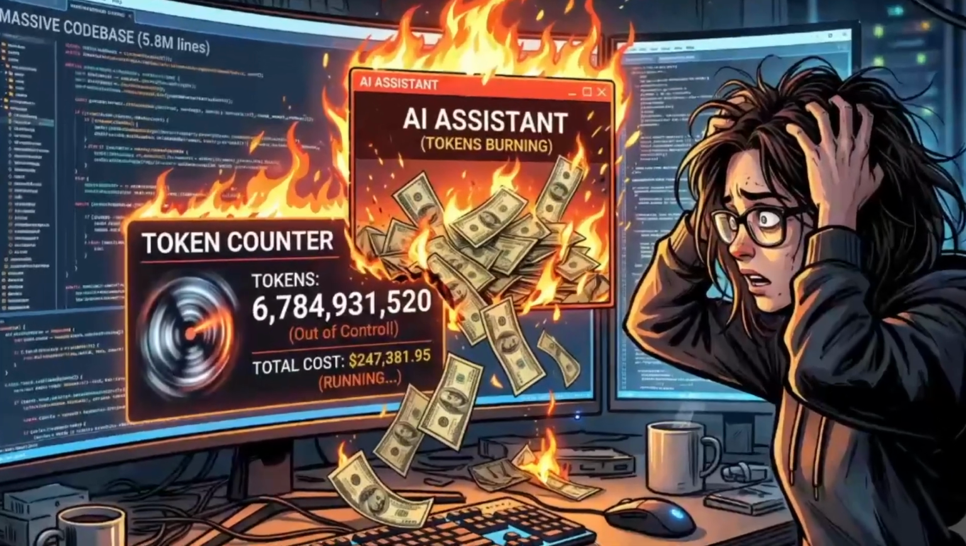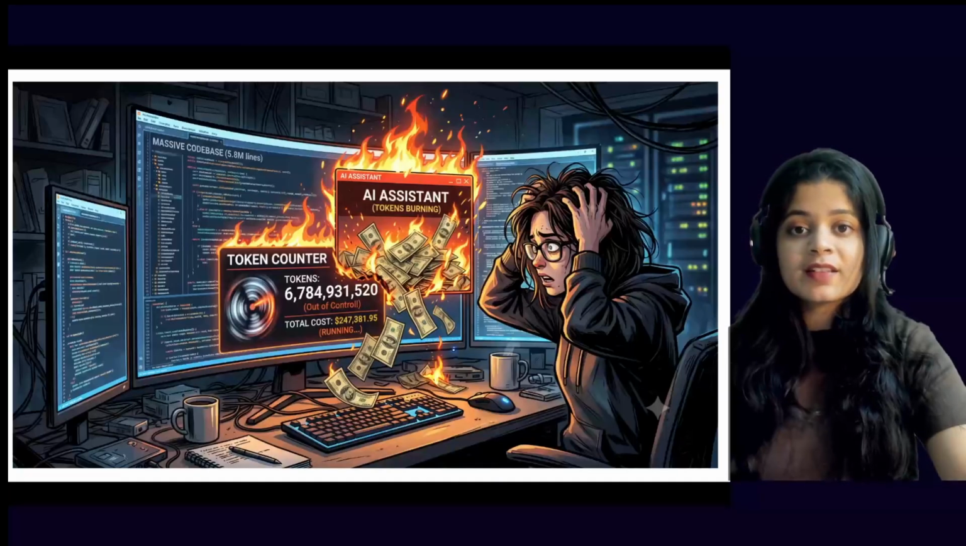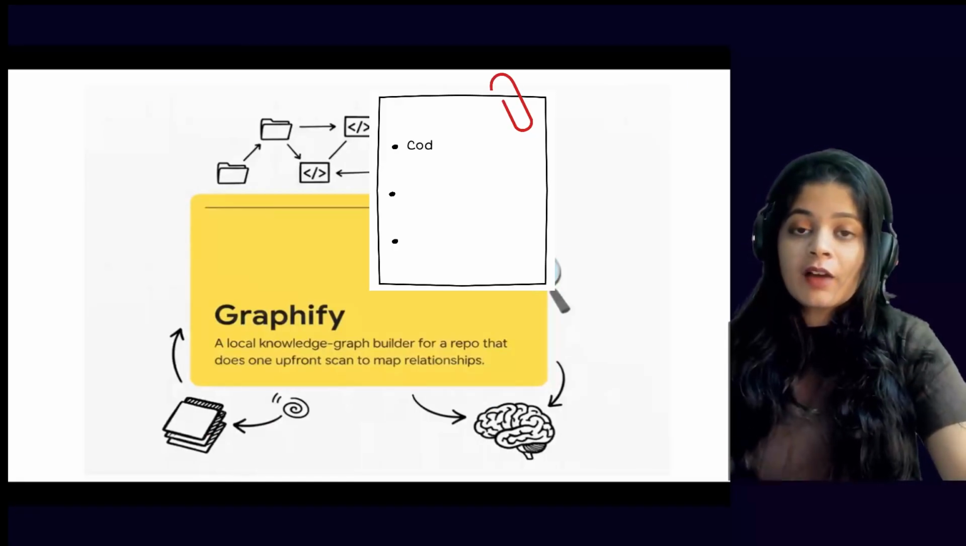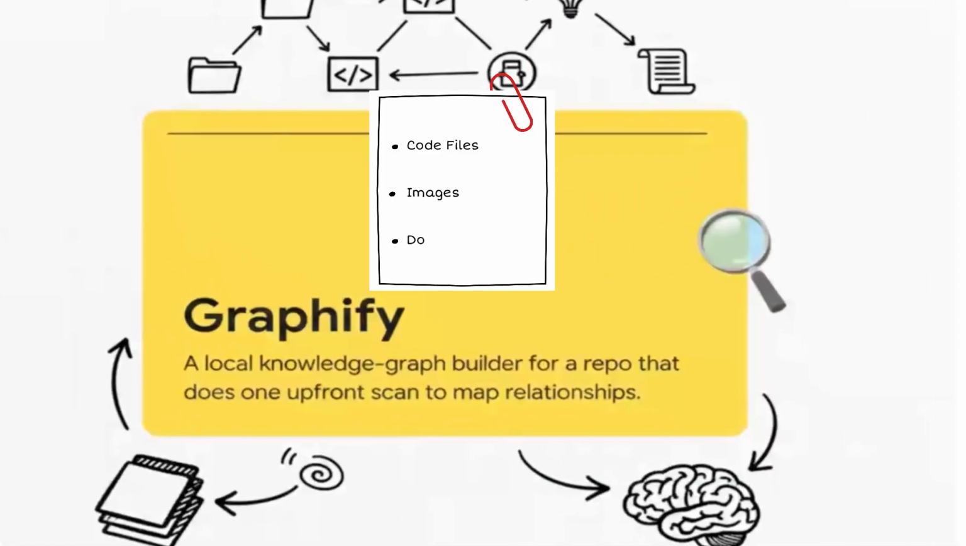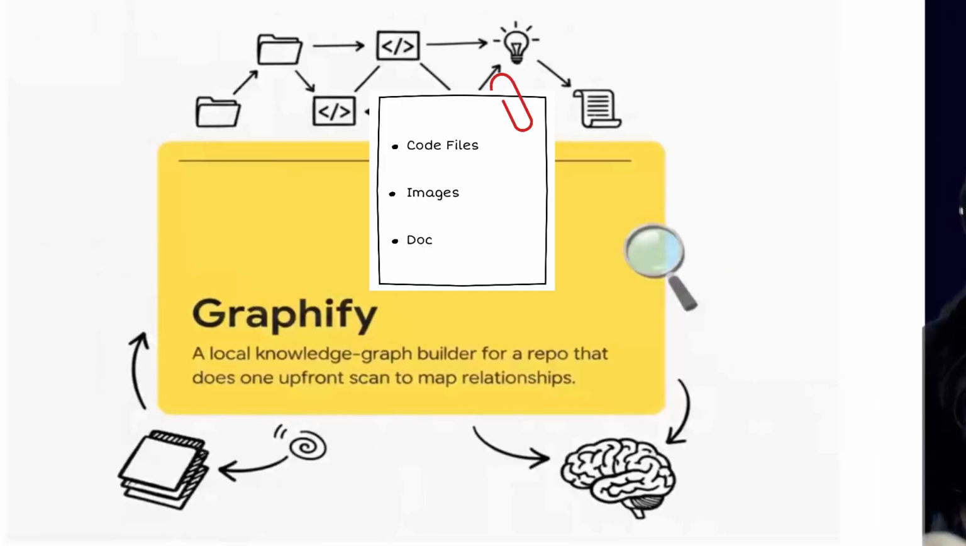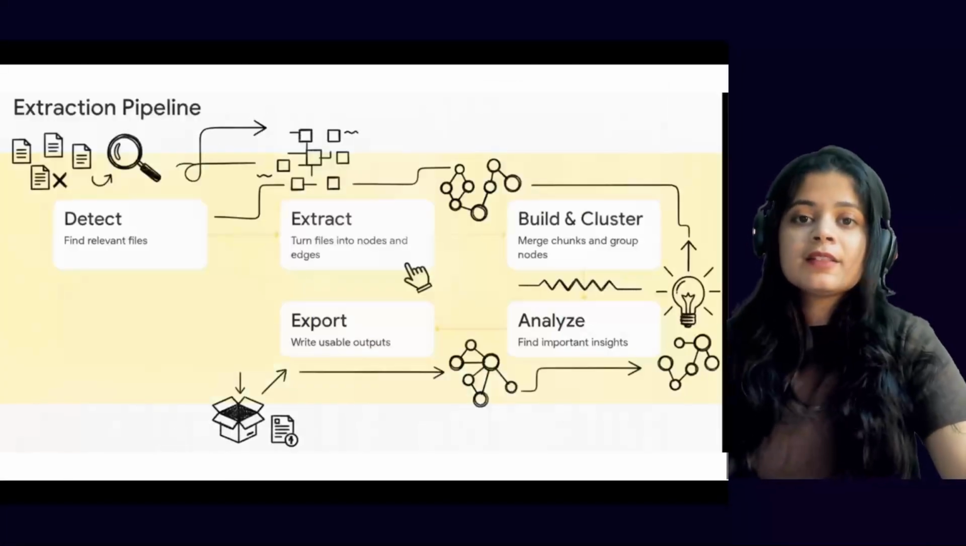AI assistants are powerful, but on large code bases, they keep burning tokens to understand your repo. That's where Graphify comes in. Graphify does one upfront scan of your code base and builds a local knowledge graph of your files, docs, and images.